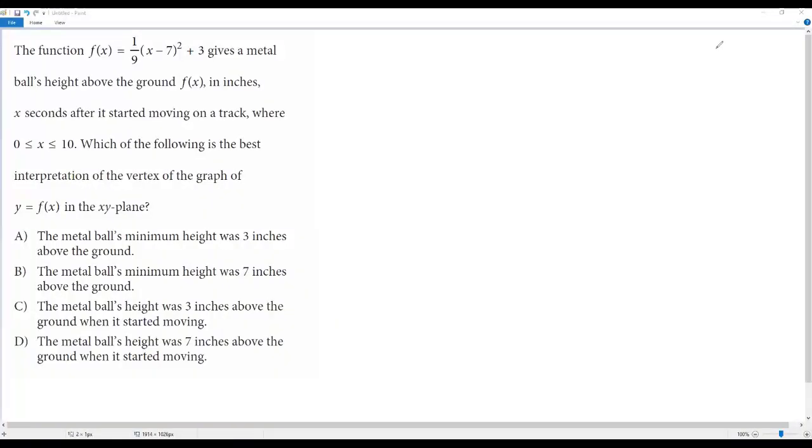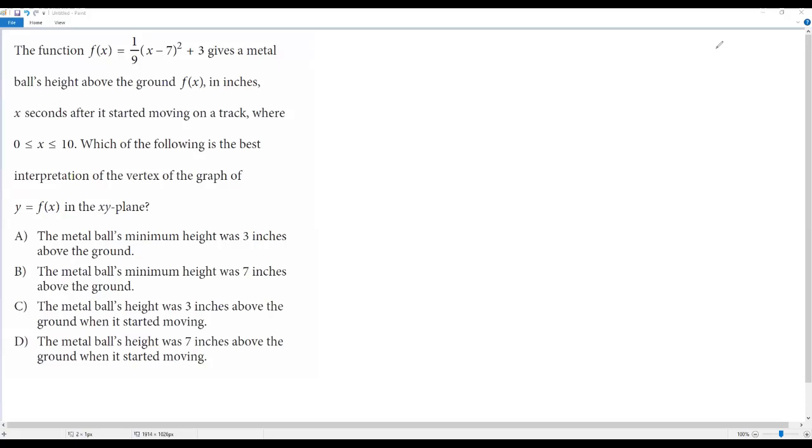Here we have a SAT math question. Okay, let's go through the information. The function f of x equals 1 over 9 times (x minus 7) the whole squared, plus 3, gives a metal ball's height above the ground, f of x, in inches, x seconds after it started moving on a track, where 0 is less than or equal to x, which is less than or equal to 10.